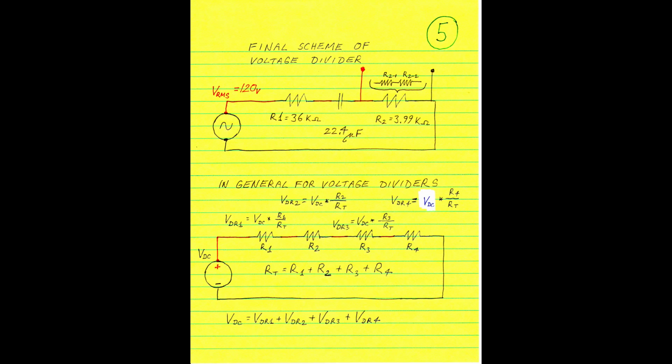Voltage drops over these resistors will be VDR1 equals VDC times R1 over RT. VDR2 equals VDC times R2 over RT. VDR3 equals VDC times R3 over RT. And VDR4 equals VDC times R4 over RT. And VDC is equal to VDR1 plus VDR2 plus VDR3 plus VDR4.